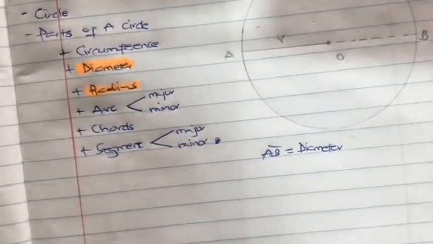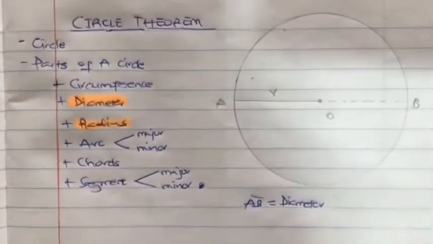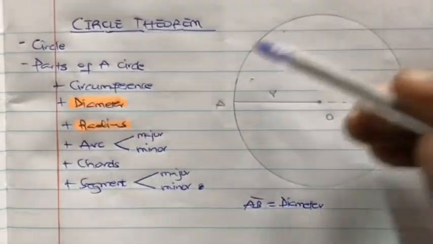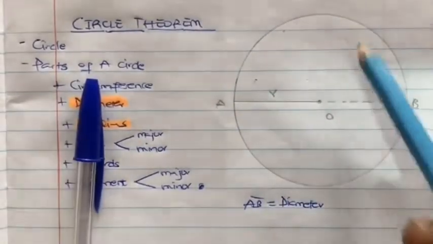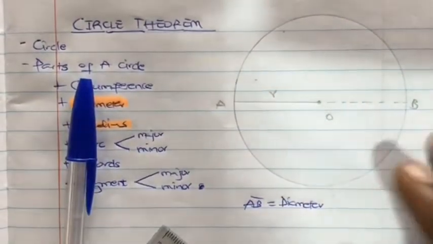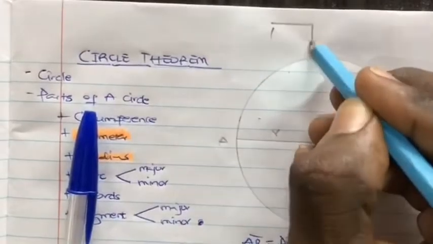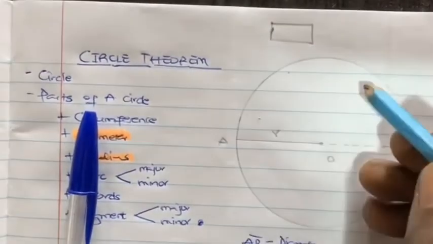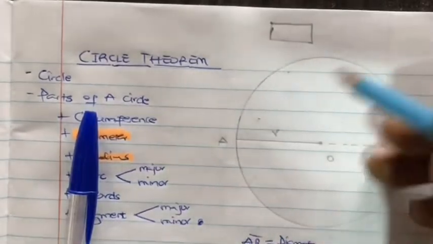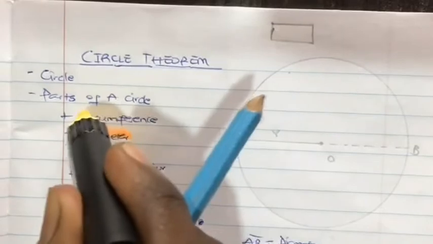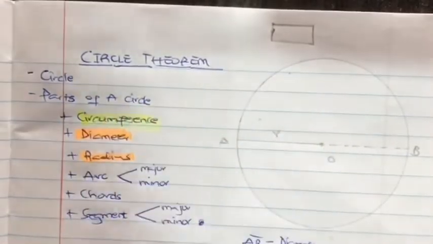Now, the circumference. The circumference is just the whole path that was taken by the particle. So this whole path is the circumference. In other words, the perimeter. If I take a plane figure like a rectangle, this is the perimeter. But for a circle, the perimeter is called the circumference. So we have the circumference.